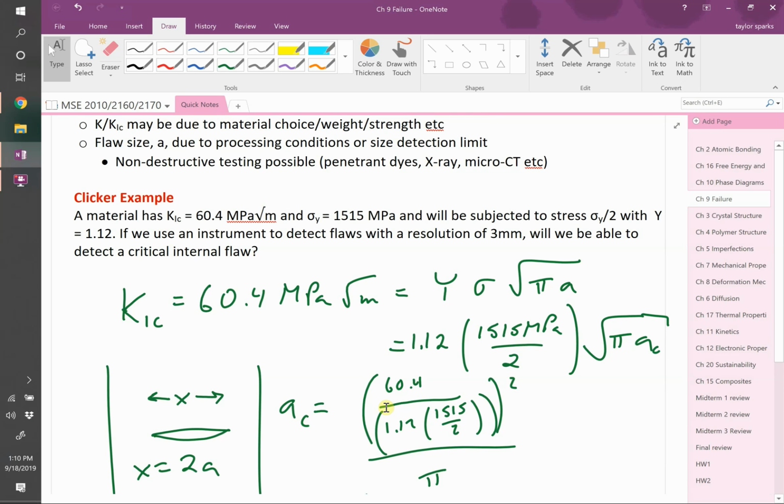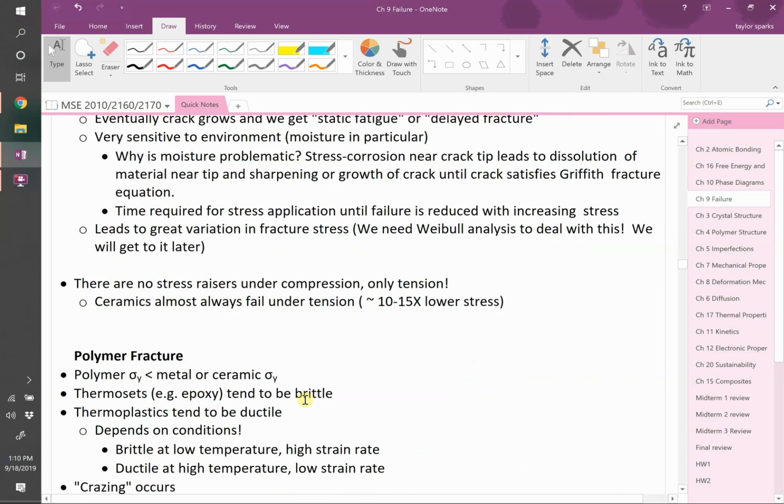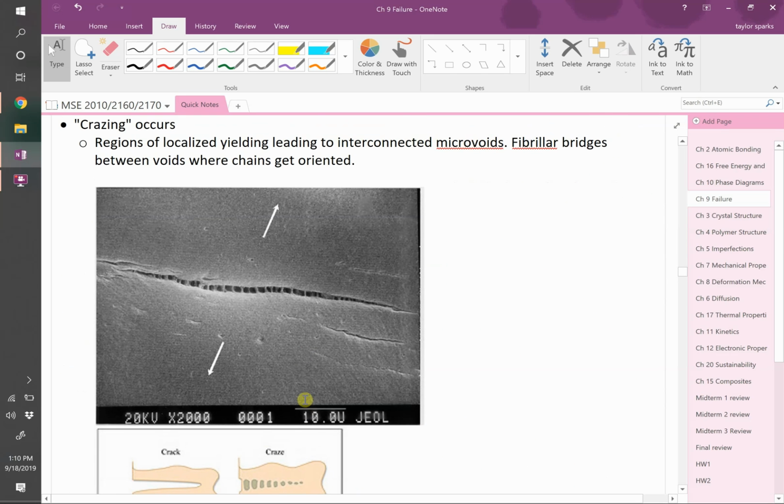So crazing kind of automatically happens? Yeah. Crazing is nice because it's something that naturally happens as polymers deform. Why do you think it happens? Why does crazing happen? It doesn't happen in metals. It doesn't happen in ceramics. What do you think? It doesn't have to be shear stress that causes it. You can get this under pure tensile loading. What's happening here? Josh?